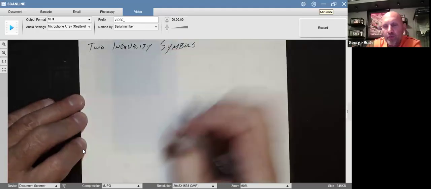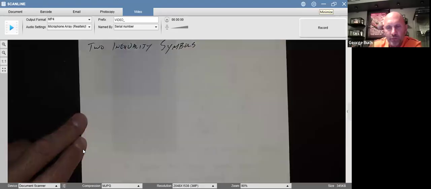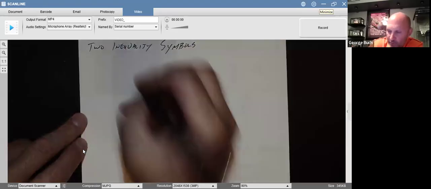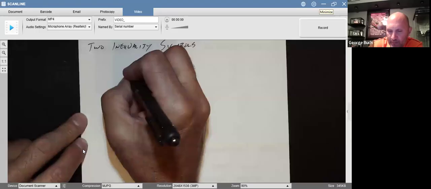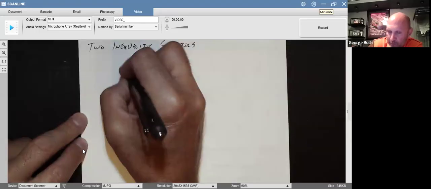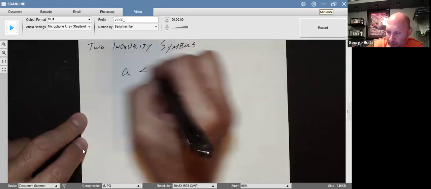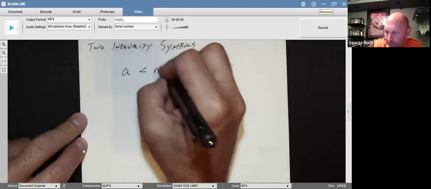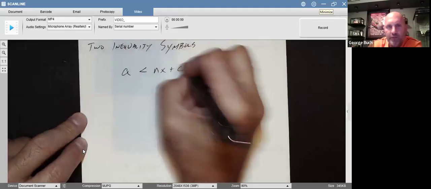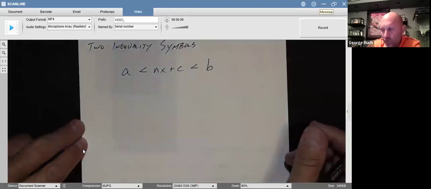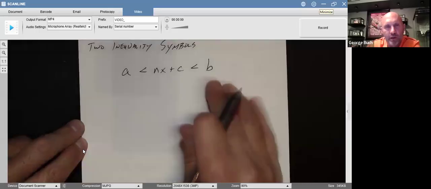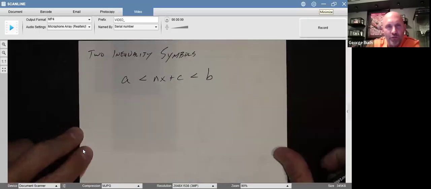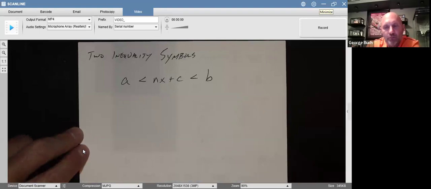And so now instead of just something like negative 2x is greater than 6, we might have something like some value a is less than, let's call it n for the number in front of x, plus c, is less than some value b. So we have this three-part inequality, but we're still going to solve it like a linear equation. We're trying to get this x by itself.